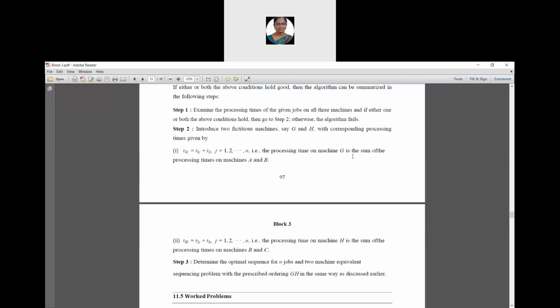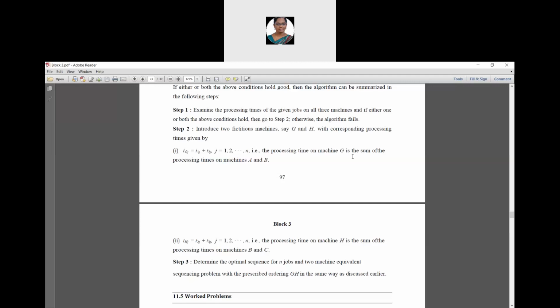In step 2, introduce two fictitious machines, say G and H, with corresponding processing times given by G equal to A plus B. That is, we have to add the first two machines A and B, whereas in H, we have to add the second machine and the third machine, that is B and C, the sum of the processing times of machines B and C.